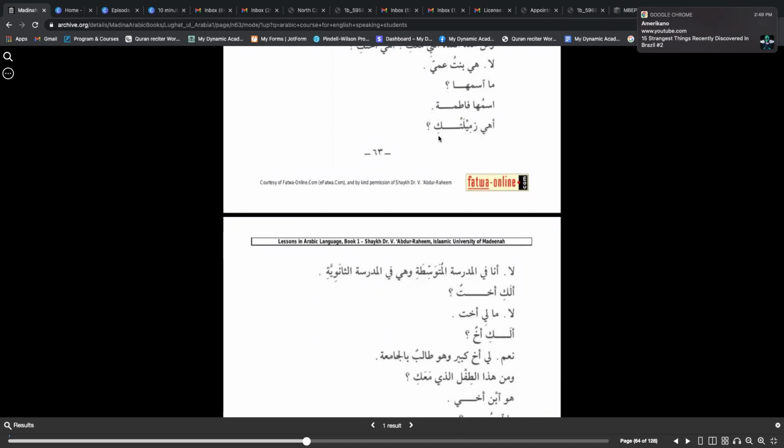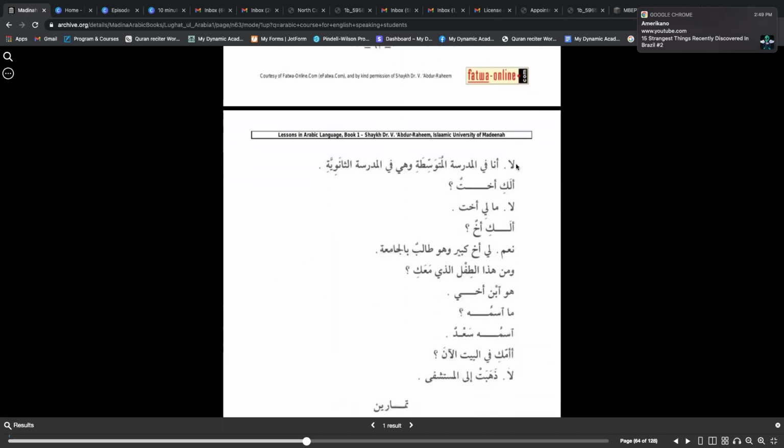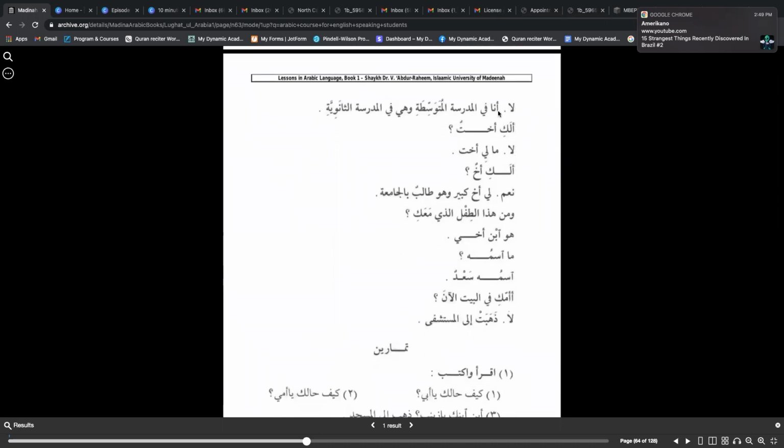Hal zamilatuki. So if you remember previously, we saw zamilun. Zamilun is a classmate or colleague. Zamila, with a ta marbuta at the end, is a female classmate or colleague. Okay, so probably since she's in school, she's asking her if she's her classmate. Hal zamilatuki, is she your classmate? La, أنا في المدرسة المتوسطة. No, I am in middle school, متوسطة. وهي في المدرسة الثانوية, and she is in high school.